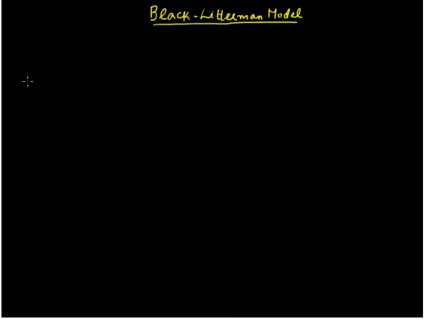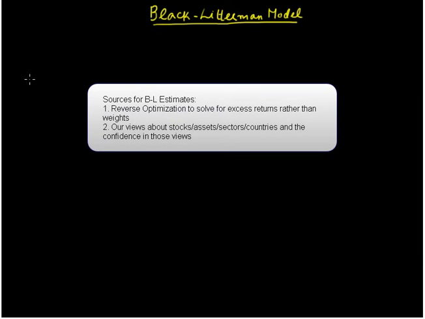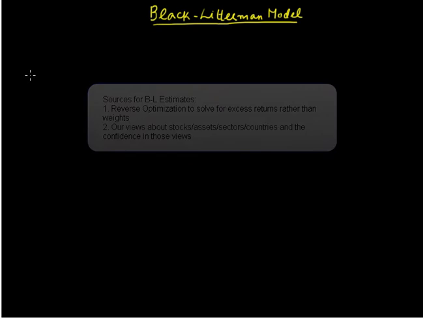What Black and Litterman do is what we can call reverse optimization in order to arrive at an estimate of implied equilibrium excess returns. They also allow us to incorporate our views about various stocks or assets that comprise our portfolio, and also our confidence about our views to generate the expected return vector. Let us deal with these ideas.